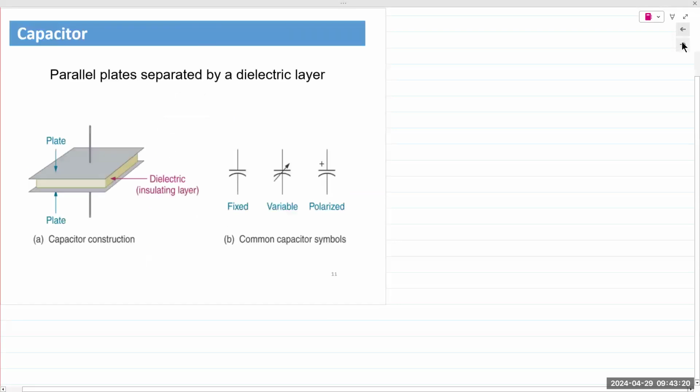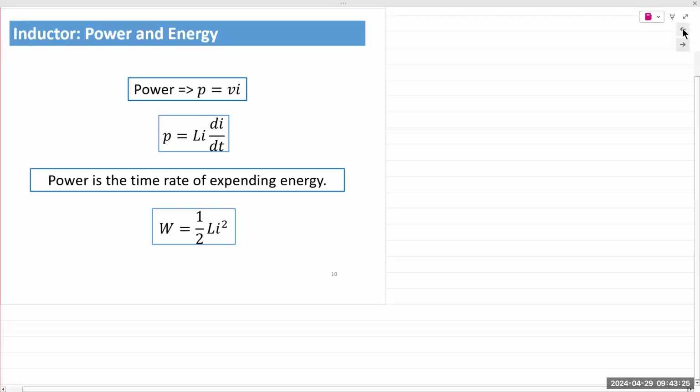And again, you don't have to memorize any of these equations. There's a summary slide at the end of this chapter. And again, it's open book, open notes. So you can refer to it anytime you want.